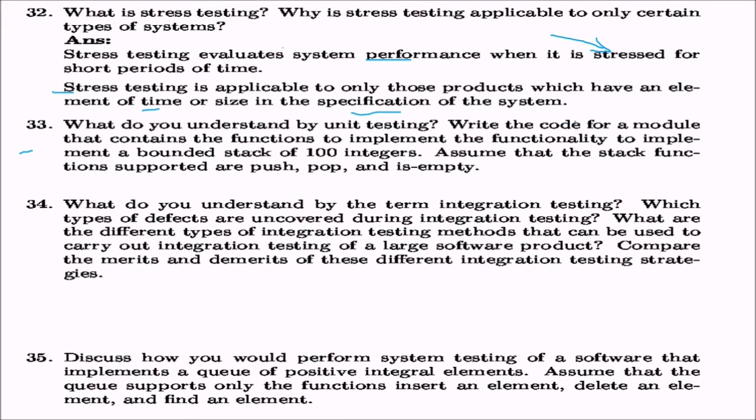33 is, what do you understand by unit testing? Write the code for a module that contains the function to implement the functionality to implement a bound stack of 100 integers. Assume that the stack functions supported are push, pop and is empty. This we have already covered in our theory session, but I'll tell you what unit testing is. Unit testing is actually the module testing. So once you complete the module, you perform a test on it so that the module which you have just made is being checked, and you can use the stubs and drivers here.